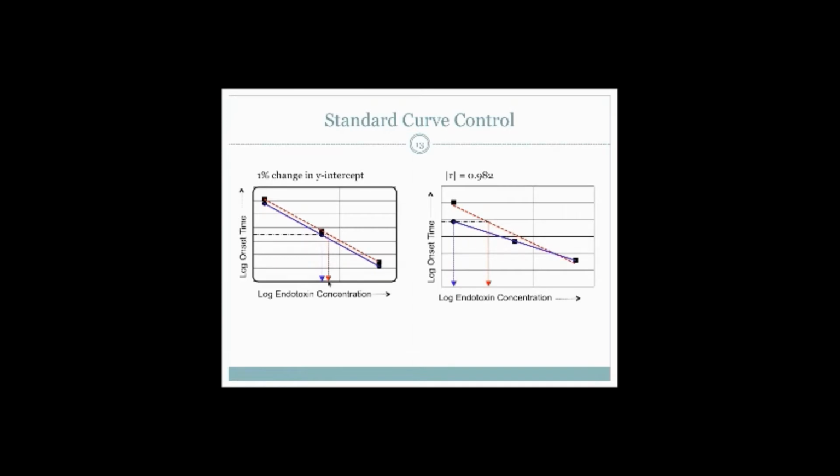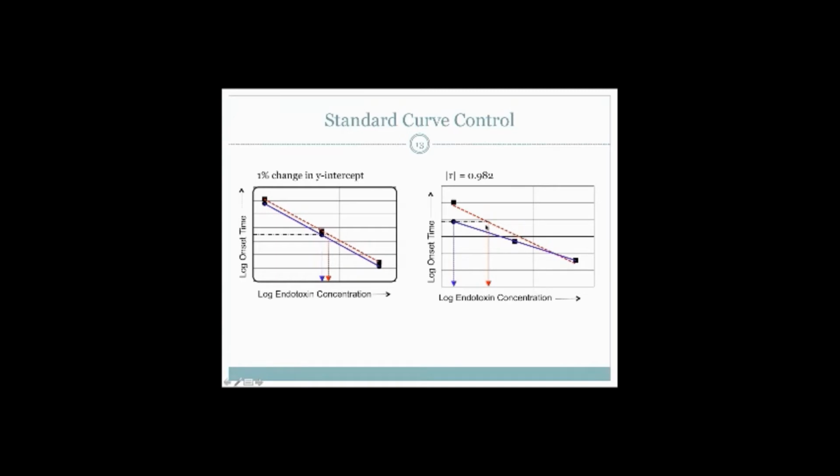And in my calculations, that 1% change in the y-intercept can change the interpolated value by 36%. So a 1% change in the y-intercept can impact the calculated value by 36%. And again, the onset time of the sample hasn't changed. It's an artifact of the standard curve.